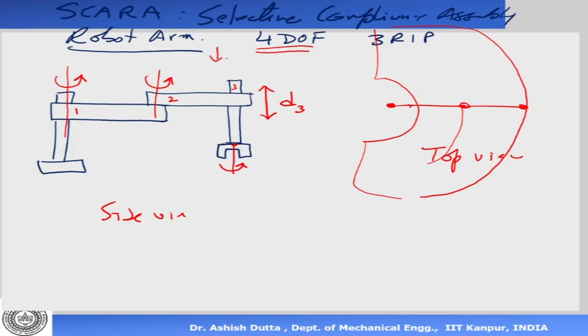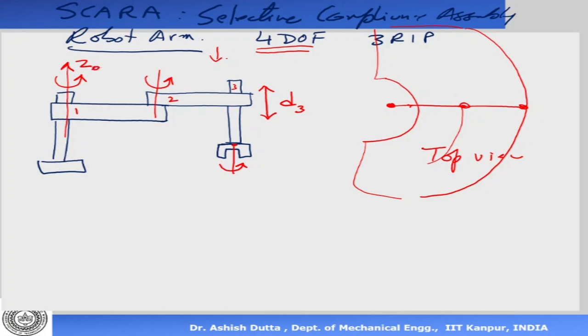Okay, now, we want to assign the DH parameters of this manipulator. So first of all, following the DH parameter convention, we first assign the z-axis. So this is my first z0 and z1.